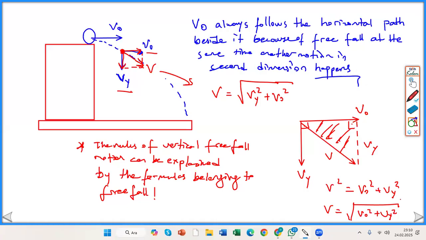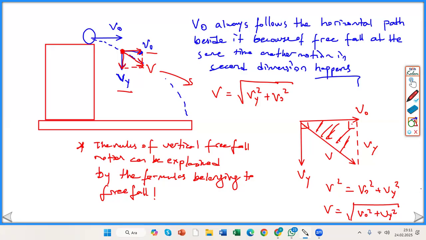Okay, as you see here, that's why during that motion, horizontal velocity is always constant, but vertical velocity is changing by following the rules of free fall. So, I'm going to show you in different examples, and then you can probably understand.